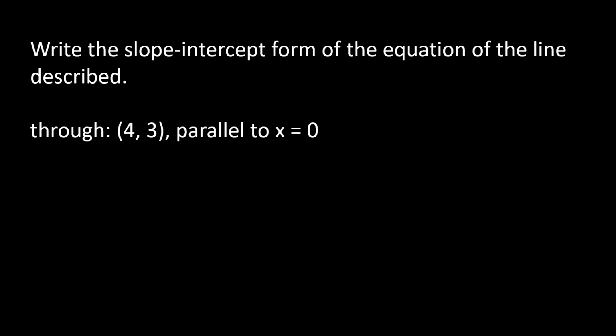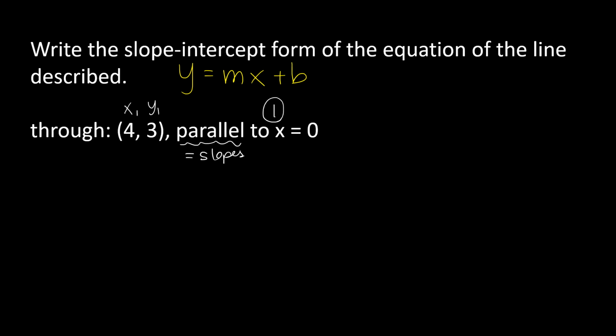So remember, the slope-intercept form is y equals mx plus b, where m is the slope and b is the y-intercept. So they gave us the line going through point (4, 3), so that's my x1, y1. And then they said that the equation is parallel to, so we know it's going to be equal slopes. It's parallel to this equation x equals 0. So that's my first equation. I need to find the second one.